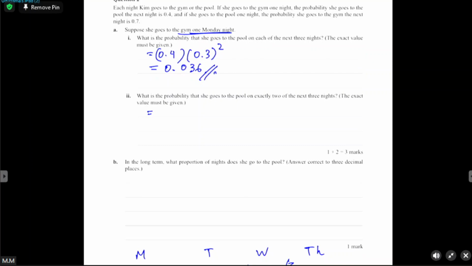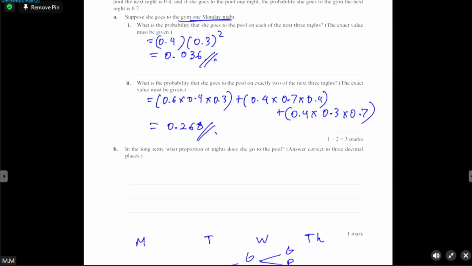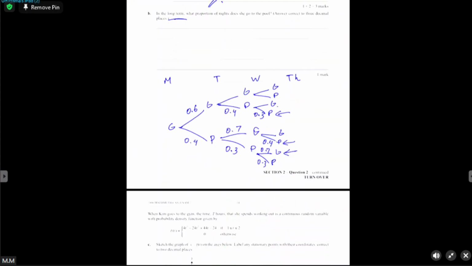So you've got 0.6 times 0.4 times 0.3 plus 0.4 times 0.7 times 0.4 plus 0.4 times 0.3 times 0.7. So that gives you 0.268. Long-term probability is not in the syllabus.